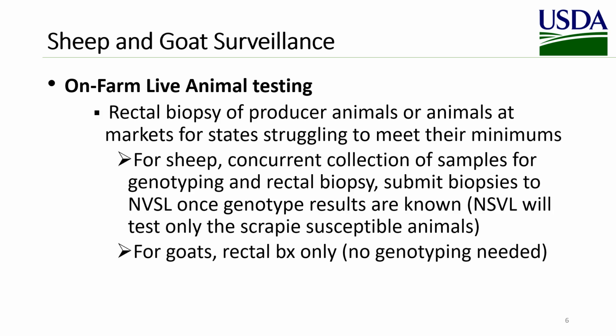Collecting rectal biopsies from live animals is another source of sheep and goat surveillance samples. Rectal biopsies of producer animals or animals at markets for states struggling to meet minimums is an option. For sheep, concurrent collection of samples for genotyping and rectal biopsy, then submitting the biopsies to NBSL once the genotype results are known, is the preferred method.